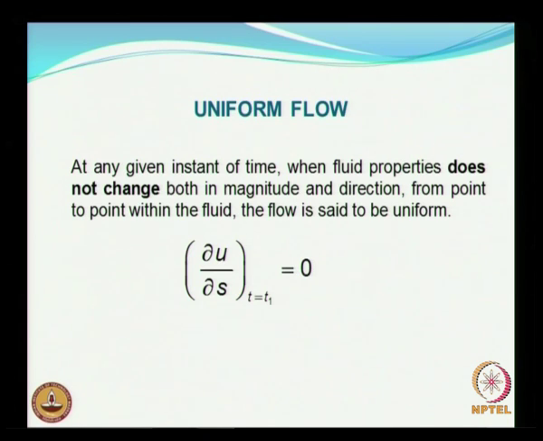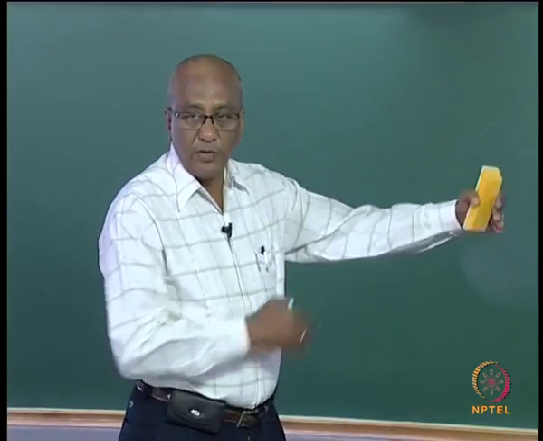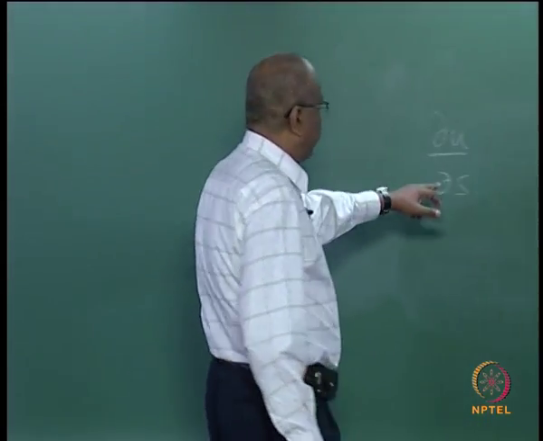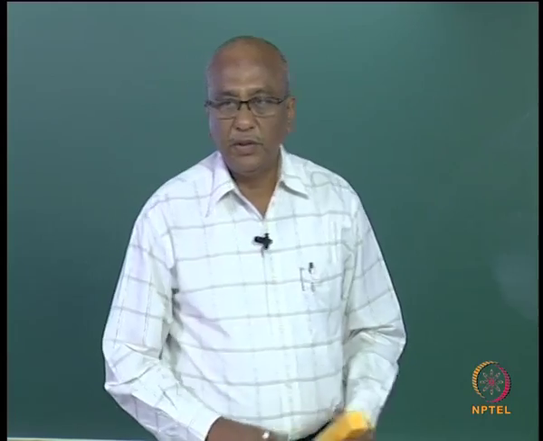Now, uniform flow. At any given instant of time, when the fluid properties as stated earlier, u, pressure, density etc., do not change in magnitude and direction from point to point within a fluid, the flow is said to be uniform. That is why we show it as dou u by dou s, where s is with respect to space. So the variation of velocity with respect to space at any given point of time is equal to 0.